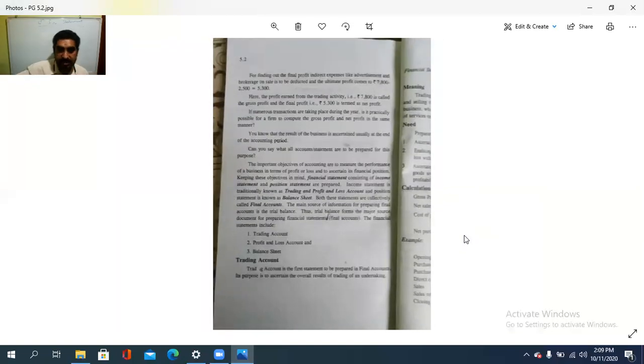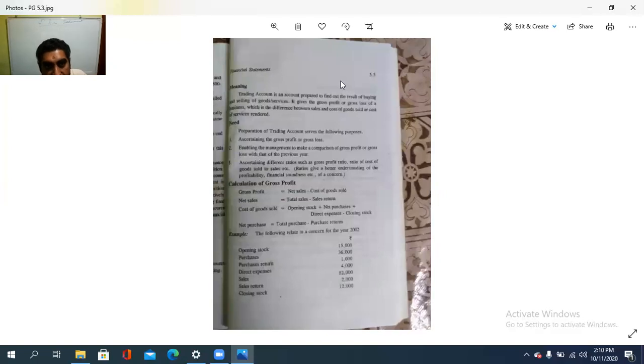So, at a glance, how much purchase there is, how much stock we have in hand, how much the turnover is, and the wages given to people, these are the differences in the trading account. So the trading account is the first statement to be prepared in final accounts. Its purpose is to ascertain the overall results of the trading of an undertaking. Then its meaning.